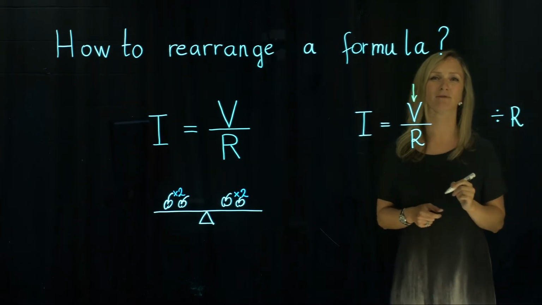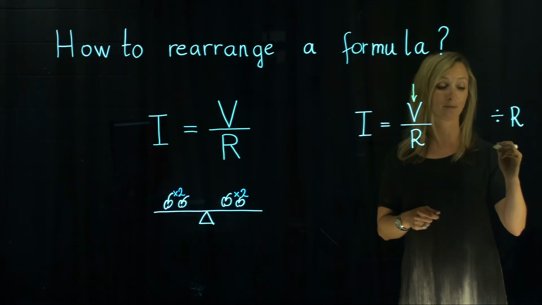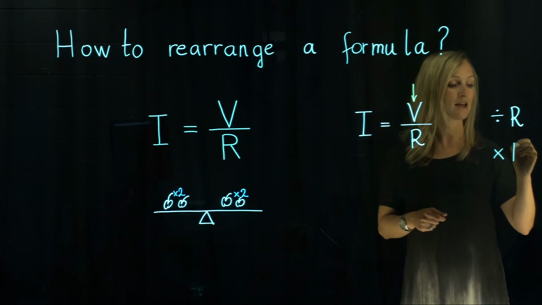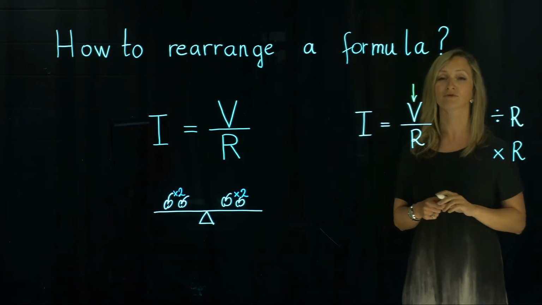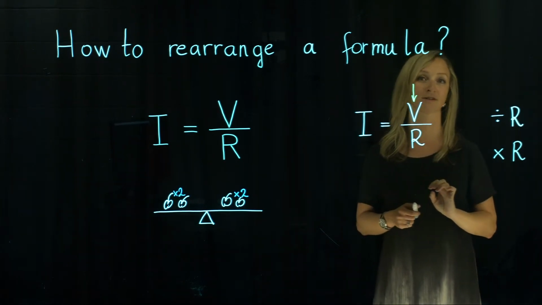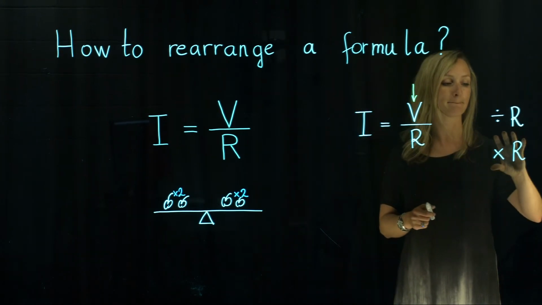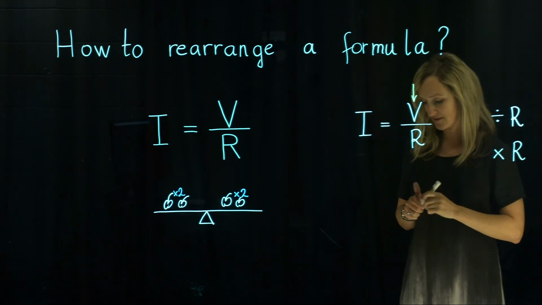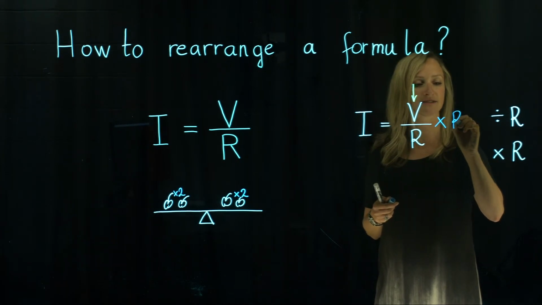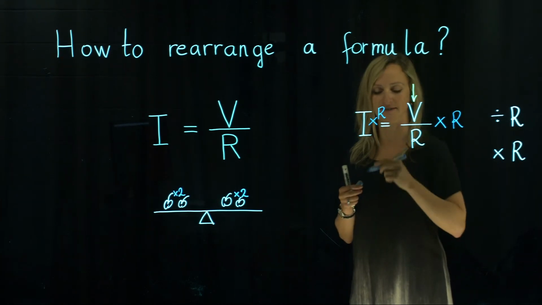When we are rearranging the formula, we actually need to take the opposite operation. The opposite operation of division is multiplication. That means to rearrange the formula so that V, or voltage, is by itself on one side of the equation, we need to multiply both sides by the resistance. Let's give it a go. We multiply the right hand side by resistance. We multiply the left hand side by resistance.